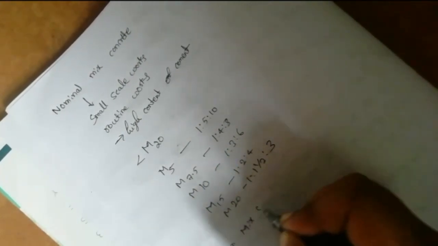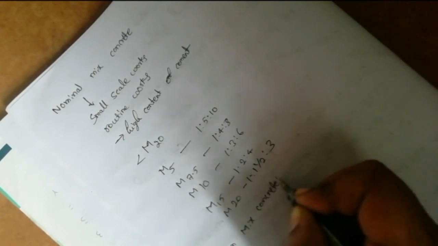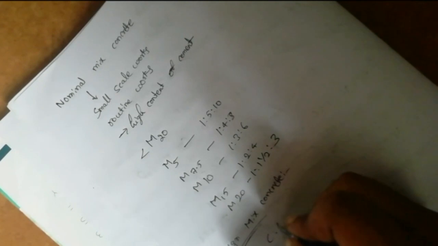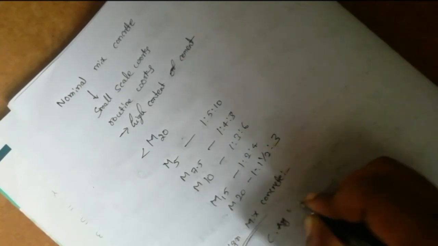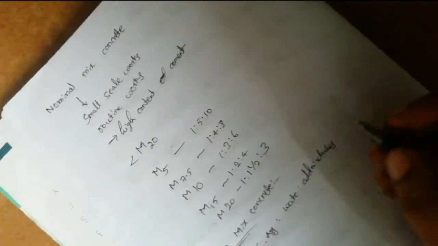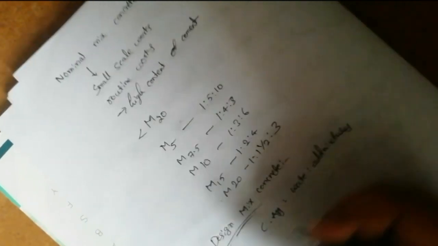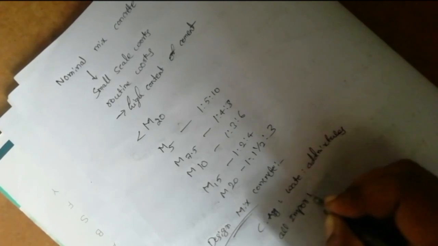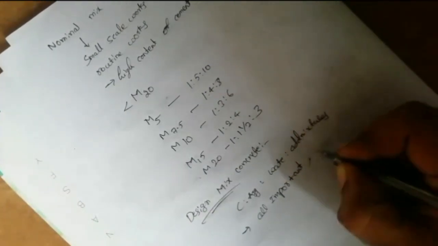The next topic is design mix concrete. In design mix concrete, the proportions of cement, aggregate, water and mineral admixtures are actually designed. Design mix concrete is used for all important works involving large quantities of concrete.